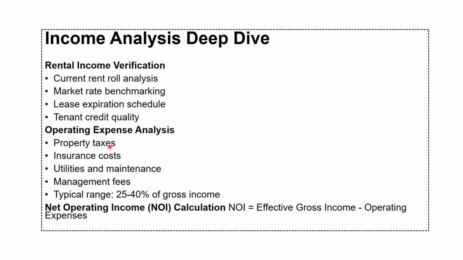For example, a Mumbai office with IBM as a tenant is stable. Operating expense analysis includes property taxes, insurance, utility, and management fees, typically 25 to 40% of gross income. Net operating income, or NOI, is calculated as effective gross income minus operating expenses. So, a Bangalore mall with 10 crore gross income and 3 crore expenses has 7 crore NOI. This builds on what we have done earlier in lecture 10 on NOI for DSCR.